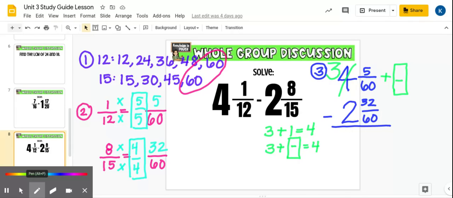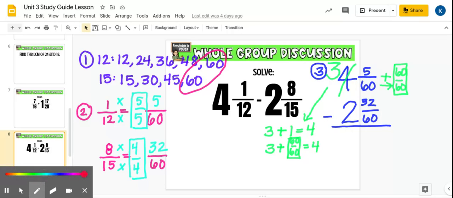But if we pick something that is not 60, we have to go through step 1 and 2 all over again. So in order to make this easier for us, we are going to make this giant 1 60/60ths so that the denominators are the same. And we can all agree that 3 plus 60/60ths is equal to 4. That's how we get this part.